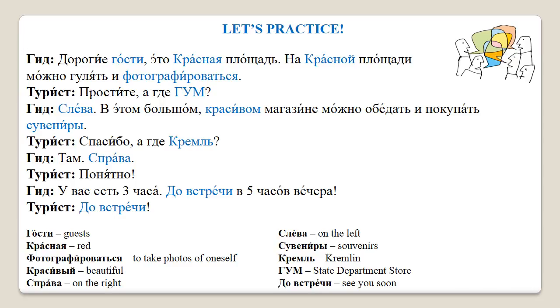Now let's go through some of these new words. Please repeat after me. Гости. Красная. Фотографироваться. Красивый, справа, слева, сувениры, Кремль, ГУМ. До встречи. Please note that GUM is a very famous Russian store, similar to Harrods in London.